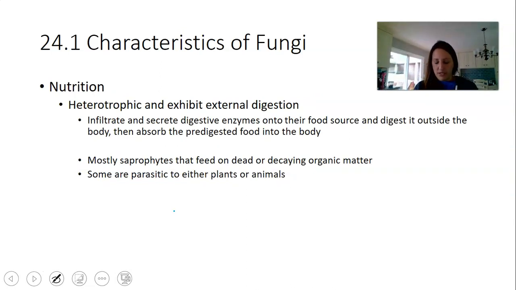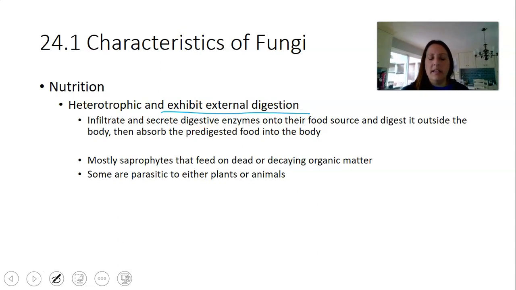Okay, nutrition. So we already said that fungi cannot make their own food. They are not autotrophic, they're heterotrophic. They do not have chloroplasts. Okay, so they're going to rely on other things to eat. So they are heterotrophic. And the other cool thing is that they exhibit what's called external digestion.